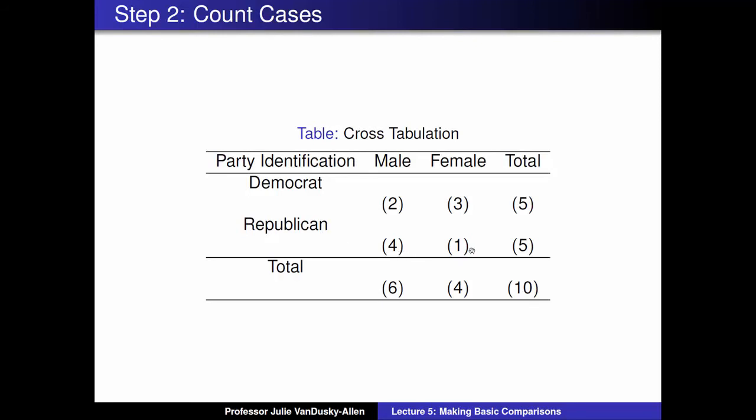After you input the correct information in each cell, you then have to calculate column totals and row totals. The first column total is calculated by summing all the observations in that column. In this case, it is 2 plus 4, which equals 6. In the second column, it's 3 plus 1 equals 4. Then you go to the last column and calculate row totals. So in the first row, 2 plus 3 equals 5, and in the second row, 4 plus 1 equals 5. Then you can calculate the last column total, which is 5 plus 5 equals 10.